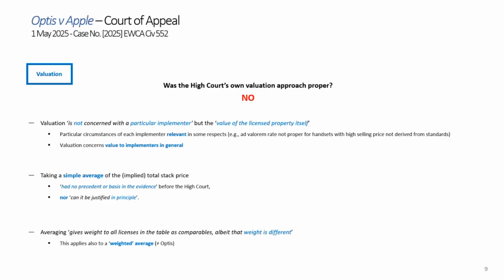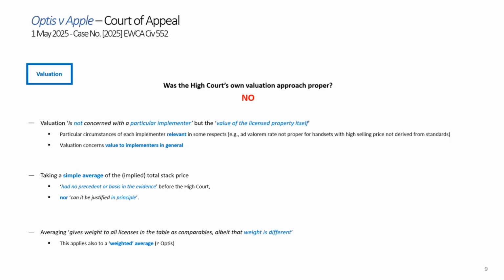So you can, of course, take into account the particular circumstances of each implementer that can be relevant in some respects. An example that the court mentioned here is that if you have implementers with a high selling price of products, of handsets, for example, then you could eventually argue that an ad valorem rate, which is a percentage of the selling price, might not be appropriate. But generally, the valuation exercise concerns the value to the implementers in general. So this was one, let's say, fundamental critique of the Court of Appeal to the way the High Court had done its valuation.